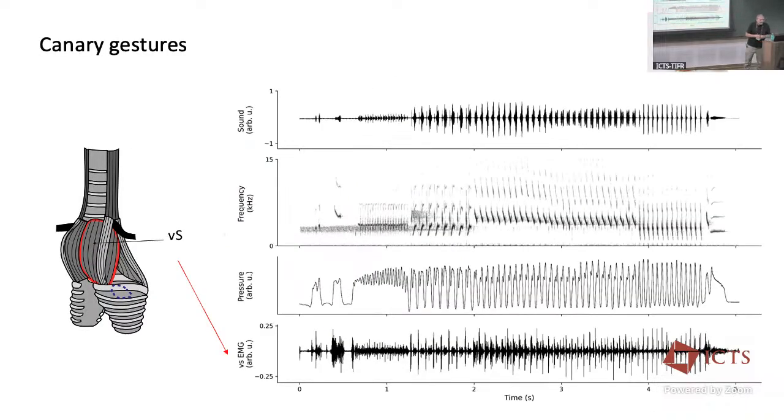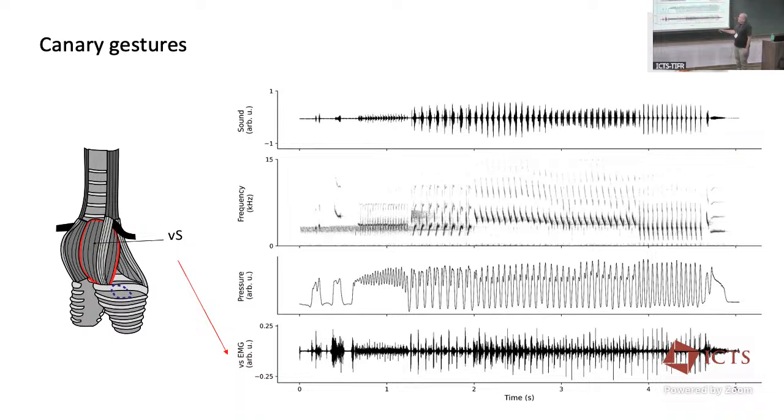But let me show you something I want to share with you, which to me is an open problem, which is the following. Let me show you what happens with canaries. And this is interesting from the point of view of theoretical neuroscience. This is a problem which I'm very interested in, and to me is still open. And here I'm recording the sound, the frequency, the pressure, and the activity of the muscles.